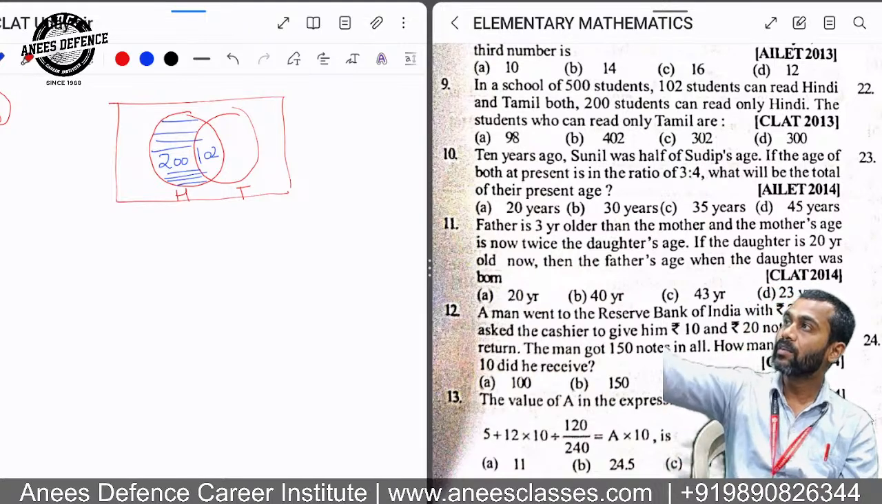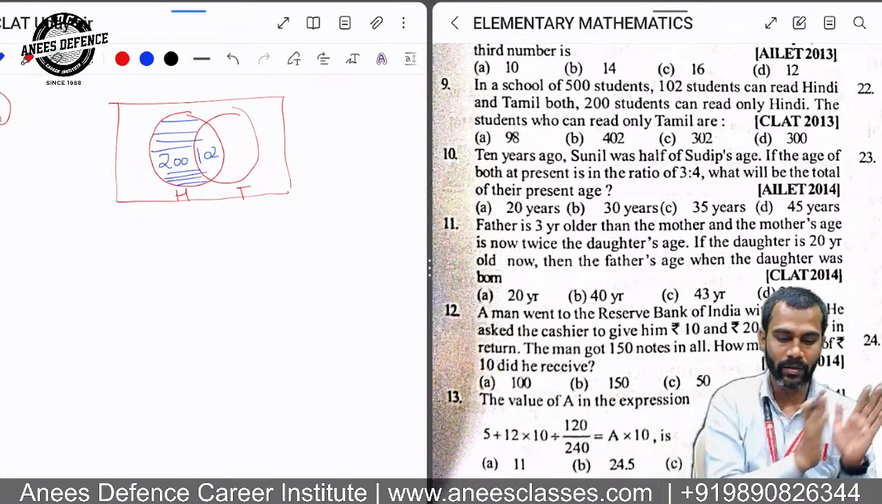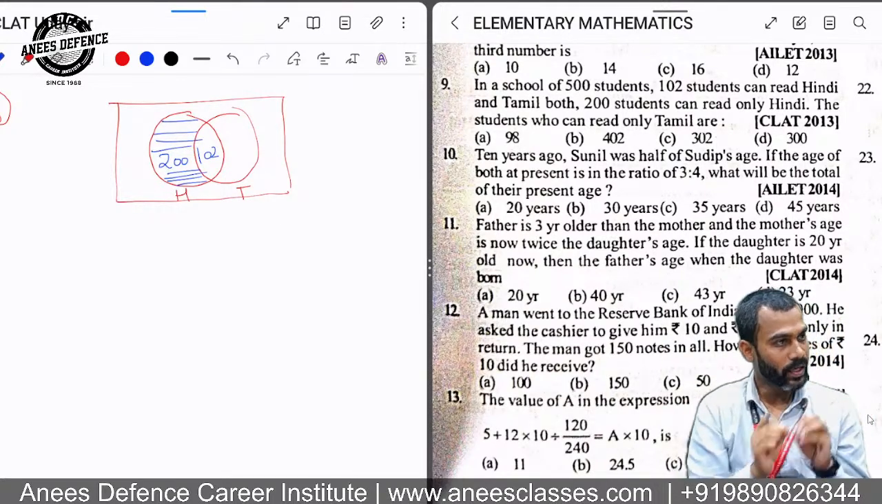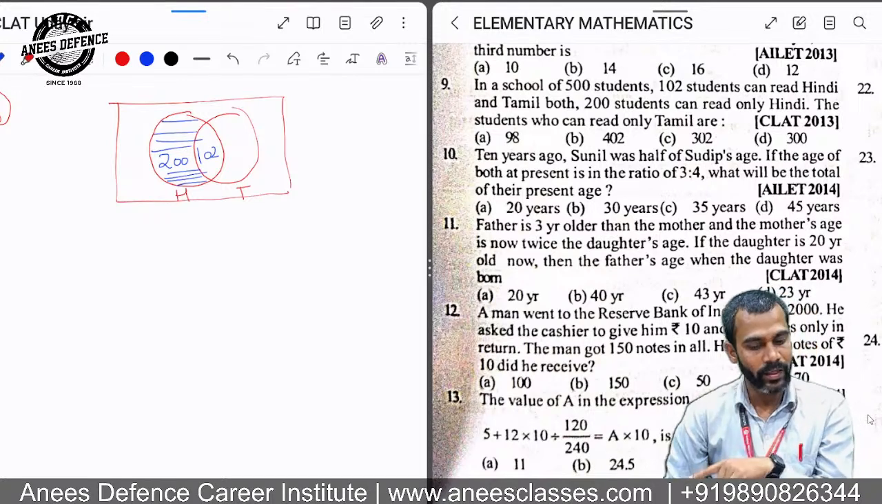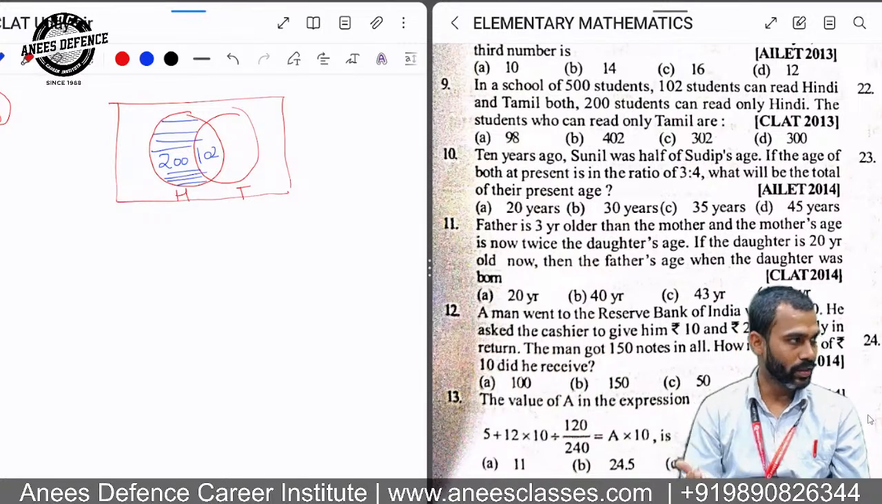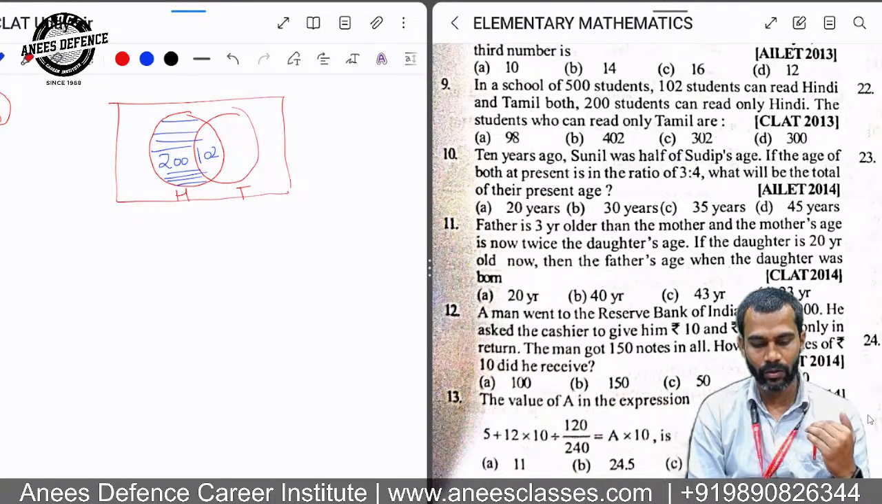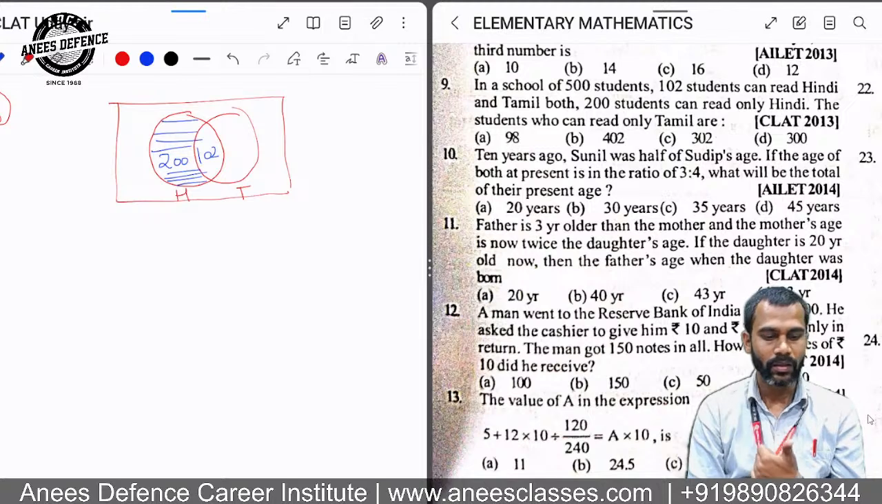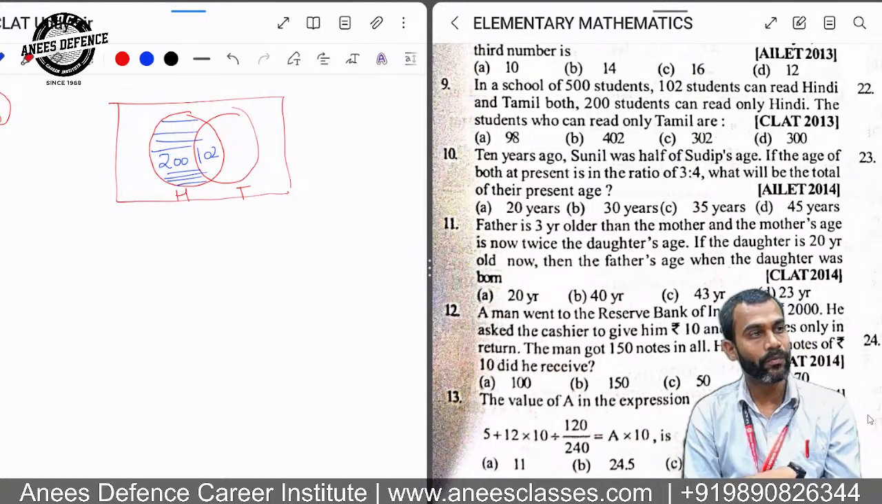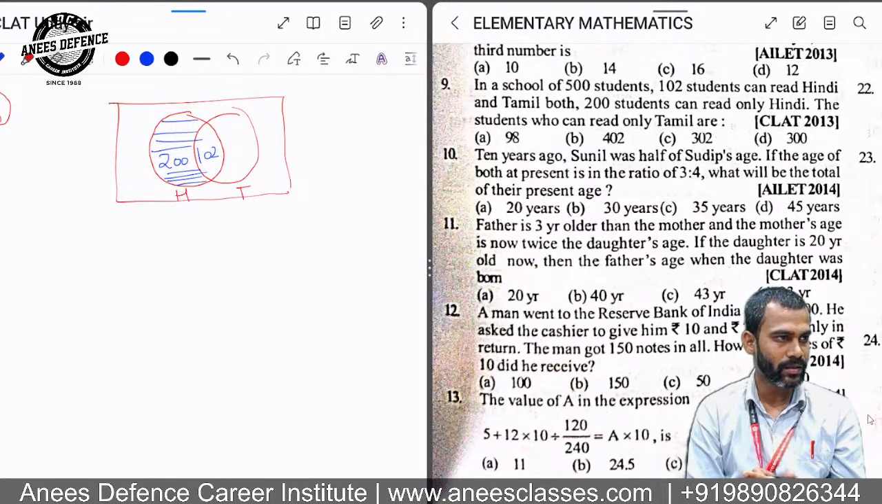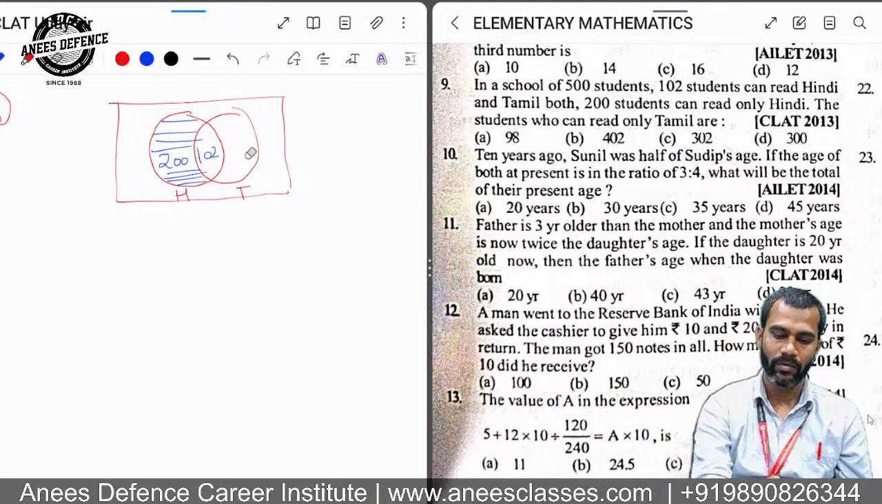There are three sections, right? The first section denotes only Hindi, the second one both Hindi and Tamil, and the third one only Tamil. So only Tamil, the total is 500. So we need to subtract 200 plus 102, that is 302, from 500, which is 198, I guess. It's not there in the options. So something is wrong in the question.